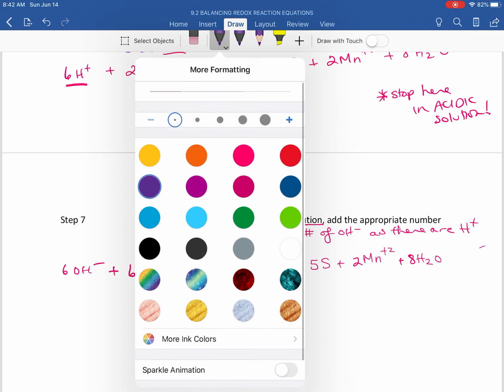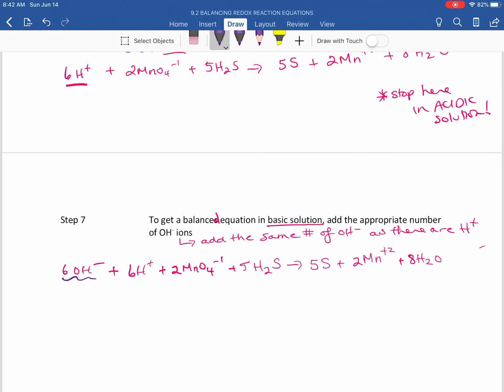Now here's the other kicker. You can't just add OH to one side. What you do to one side, you've got to do to the other. You can't just arbitrarily add 6 OH. Now what you're going to see is that these two entities make up water, and since these two entities make up water, we can cancel the water from both sides.